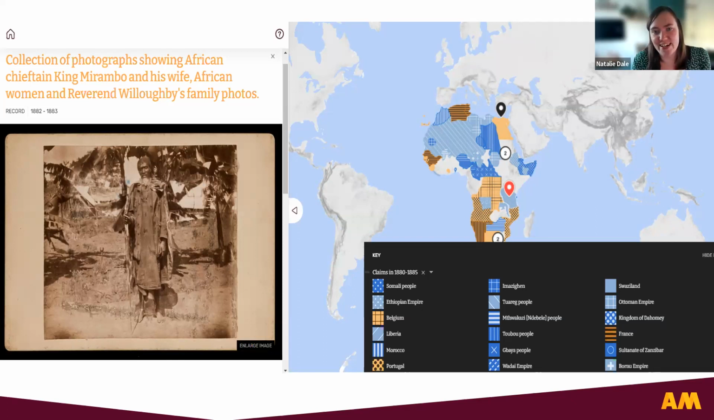And the reason I mentioned this one is that there are many different examples which can be covered in the resource of resistance to colonial rule and to colonial violence. And I would encourage anyone who's looking to research this to explore the essays and the searching guide to find out more on this area.